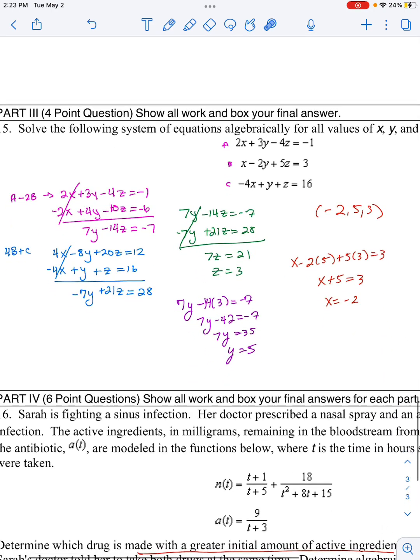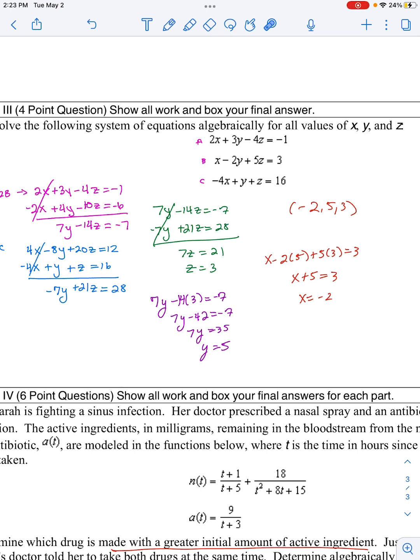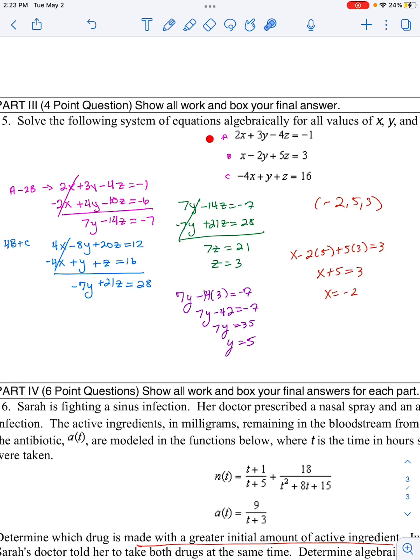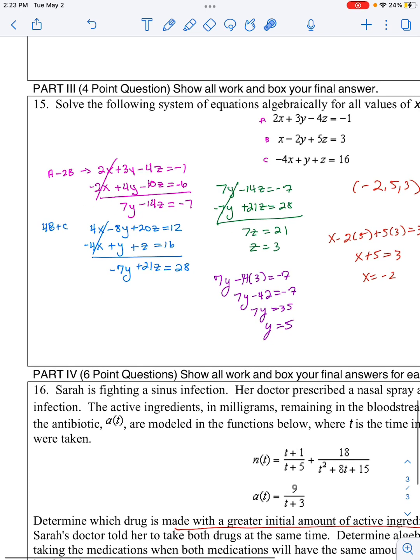All right, next one is a 3 equations, 3 variable system, x, y, and z. So I used a and 2 times b to eliminate x. I got 7y minus 14z is equal to -7. I then did 4 times b plus c. So here we get -7y plus 21z is equal to 28. And then use these two to eliminate y and solve for z.